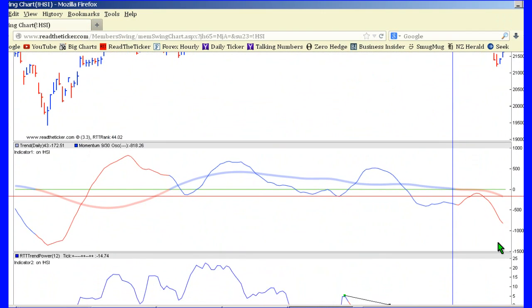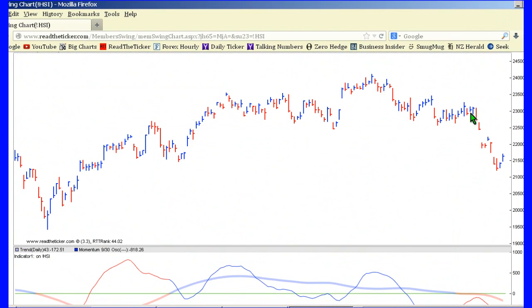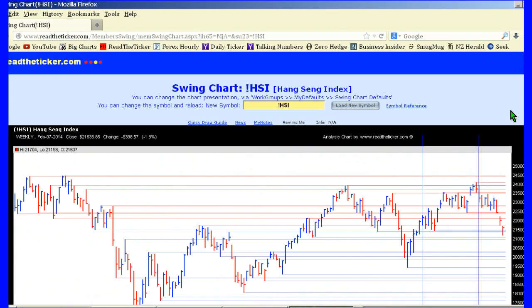None of those tools really worked. As you can see there, it should have taken off, didn't really take off, so it's pretty much a momentum failure.